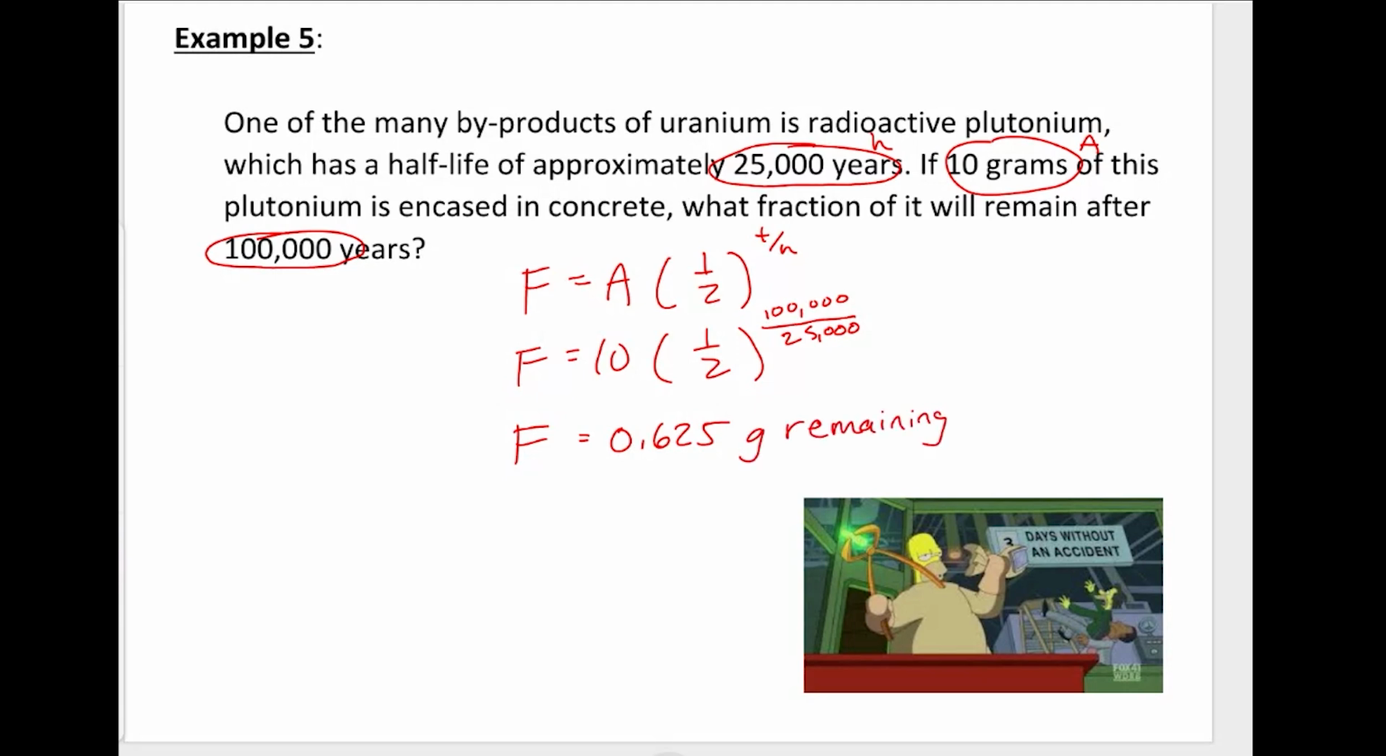But the way this question is worded is kind of weird. I almost wish I didn't word it like this, but it says what fraction of the original is remaining? So we have a fraction we basically have to set up here. We have 0.625 remaining, but that's out of the 10 that we started with. And your calculator can simplify this fraction. You don't have to do this by hand. But this is 1/16 of the original amount remains.